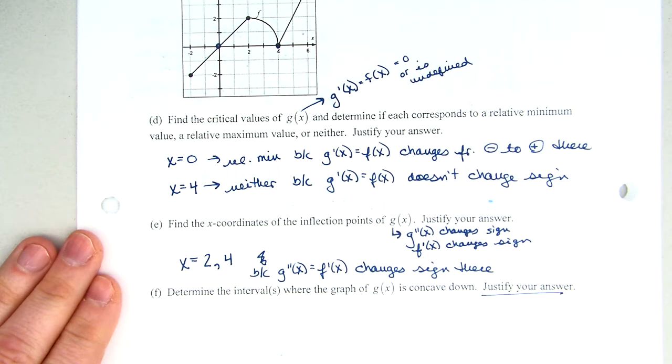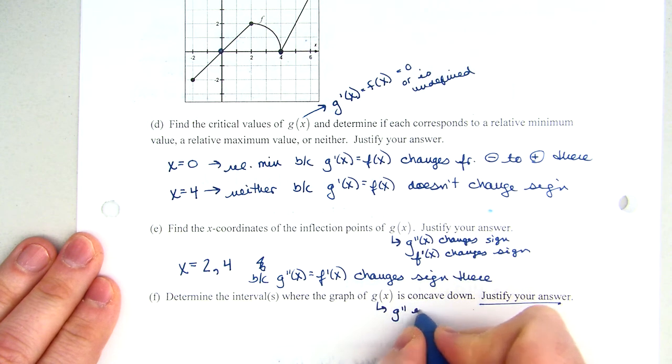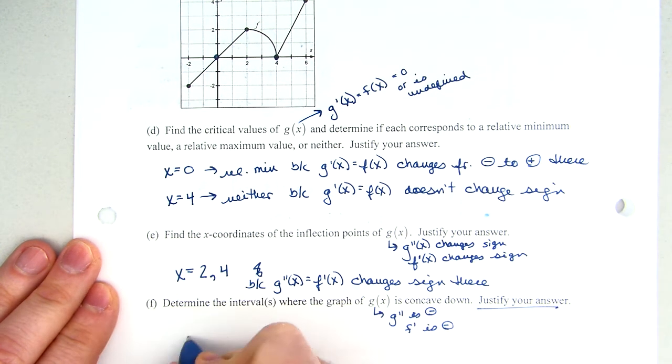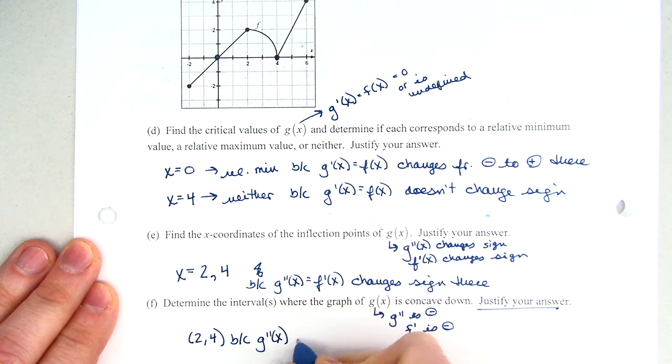So where is g of x concave down? I'm looking for where g double prime of x is negative, which means where f single prime of x is negative. So where the slope on the graph of f is negative, I am thinking between 2 and 4. Why? Because g double prime of x, which equals f single prime of x, is negative.